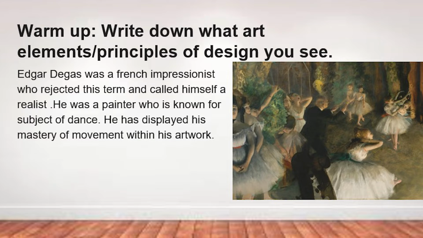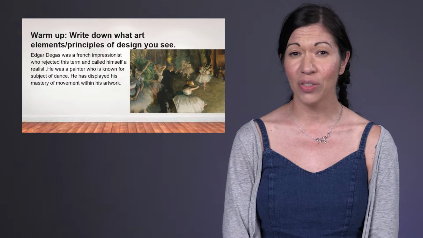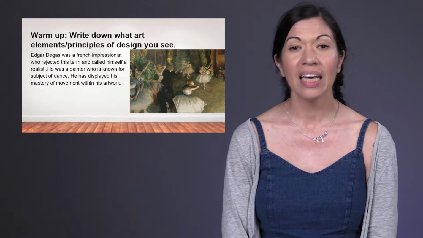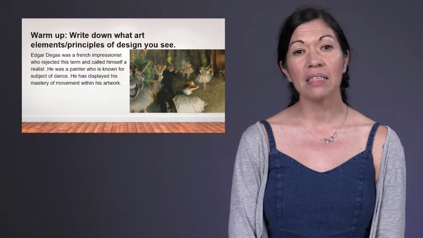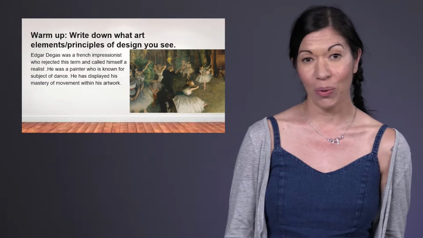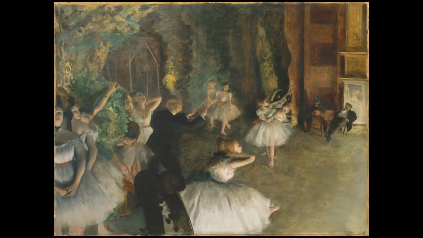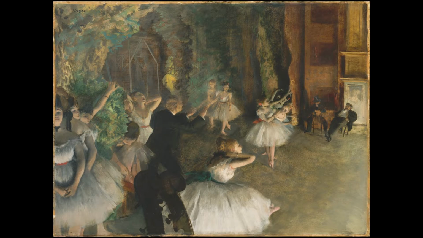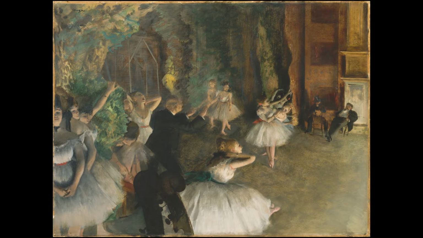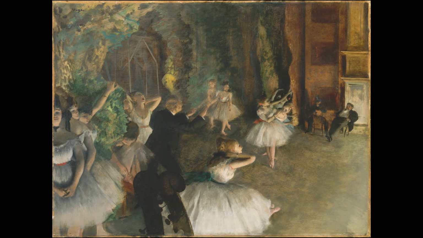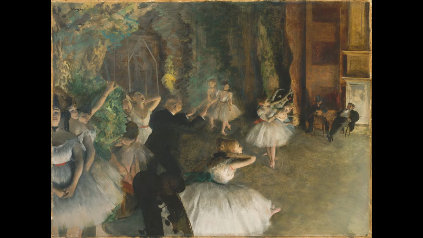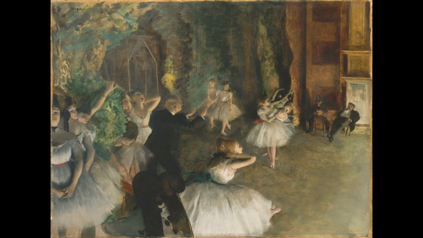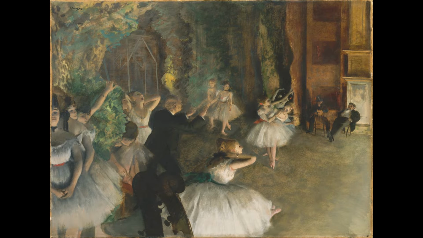Today we are looking at artwork from Edgar Degas, a French impressionist who rejected this term and called himself a realist. He was a painter who is known for the subject of dance. He has displayed his mastery of movement within his artwork. We can also see color. We see a lot of our primary and secondary colors. We see yellow, we see red, and then we do have a little bit of blue with our primary colors. Our secondary colors that we can see are green and a little bit of orange.